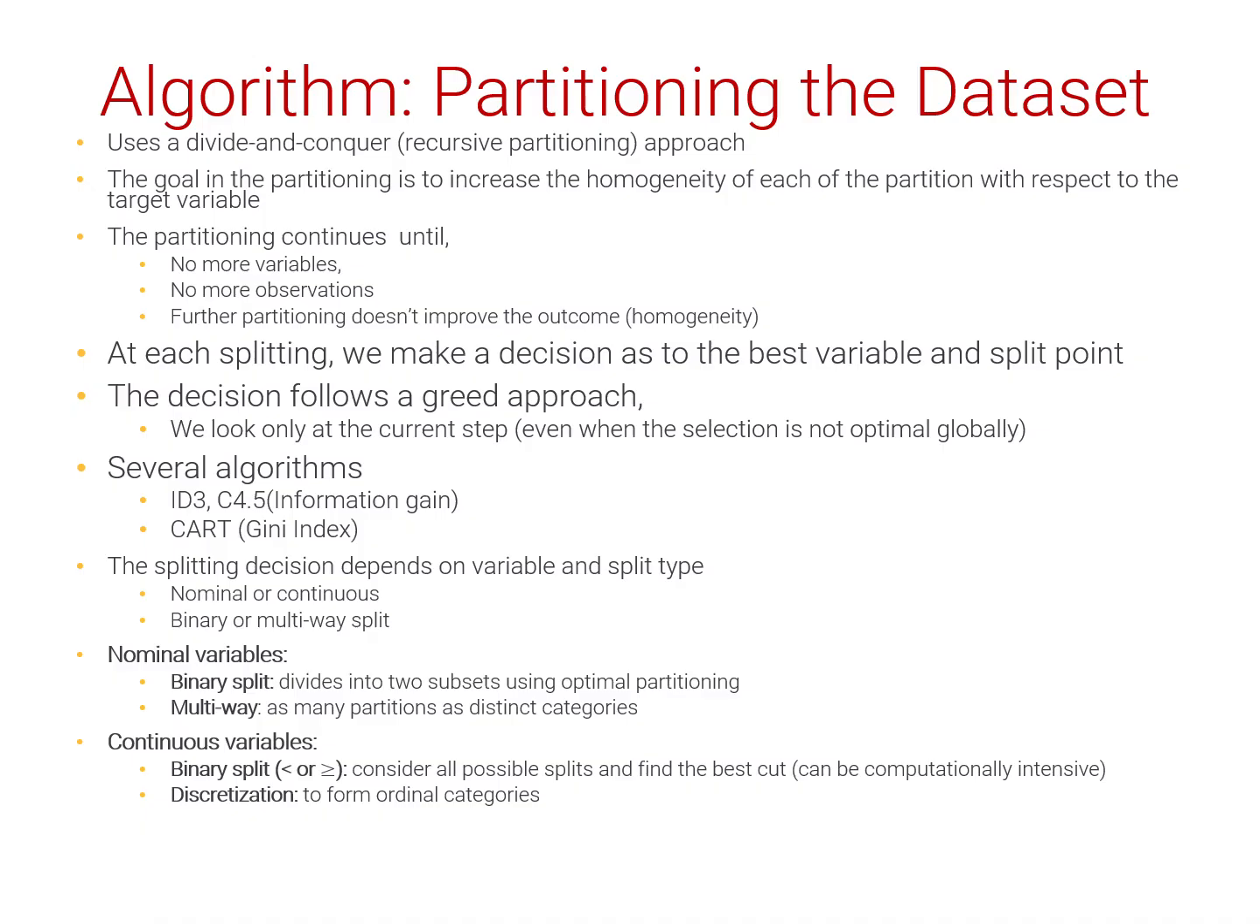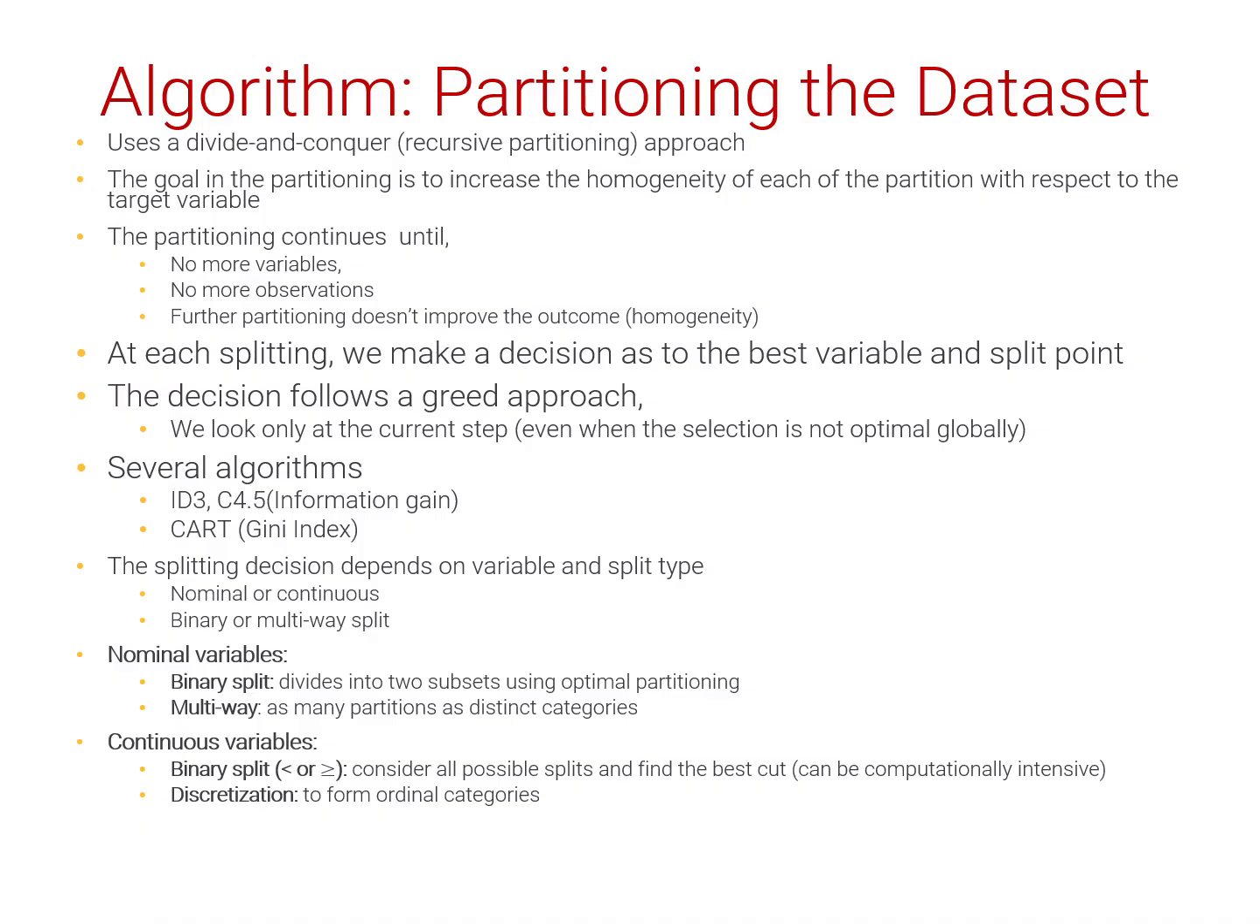In summary, the partitioning process in decision tree algorithms follows a divide and conquer approach, recursively splitting the dataset into more homogeneous subsets based on the available variables and split points. The algorithm makes greedy decisions at each step, aiming to maximize the immediate gain in homogeneity. Different algorithms such as ID3, C4.5, and CART employ various criteria to evaluate the quality of splits. The splitting decision also depends on the type of variable being considered, whether it is nominal or continuous, and the desired split type.